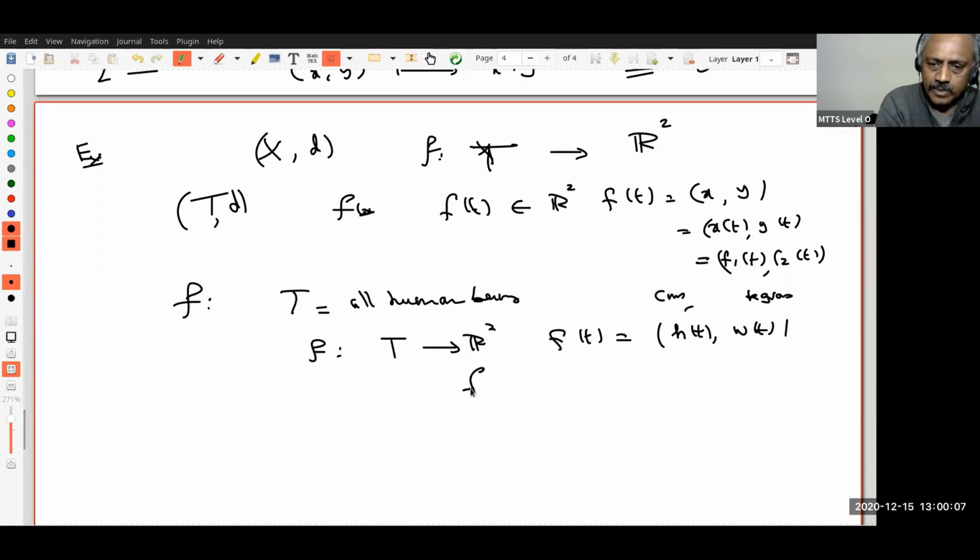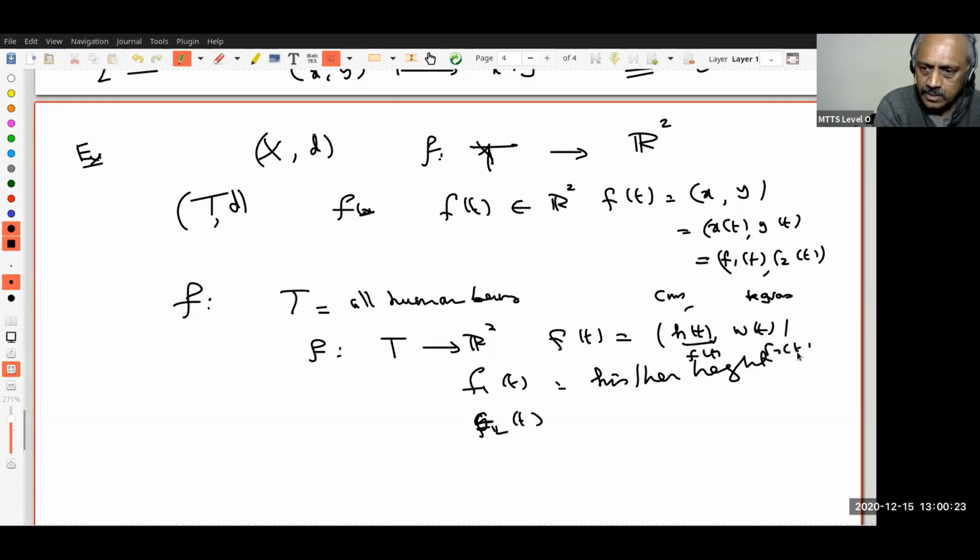Therefore, what is my F1 of T? Given a human being, what is F1 of T? F1 of T is his or her height. And what is F2 of T? So this I will call F1 of T. This is called F2 of T. These are called components. This is by definition his or her weight.